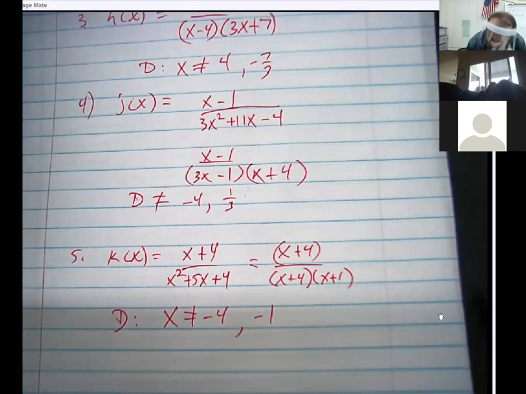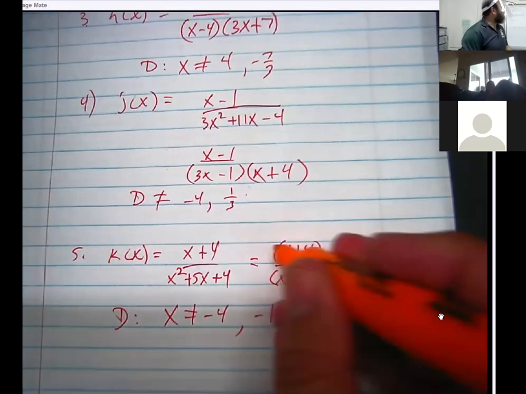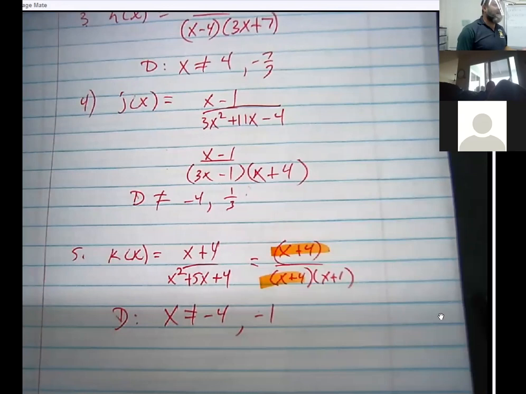Does it seem strange that you have an x plus 4 on the top and bottom? What should happen if you have the same thing on the top and the same thing on the bottom? They should cancel out, shouldn't they? Now, here's the deal. Why do they cancel? What does it mean when you cancel out?